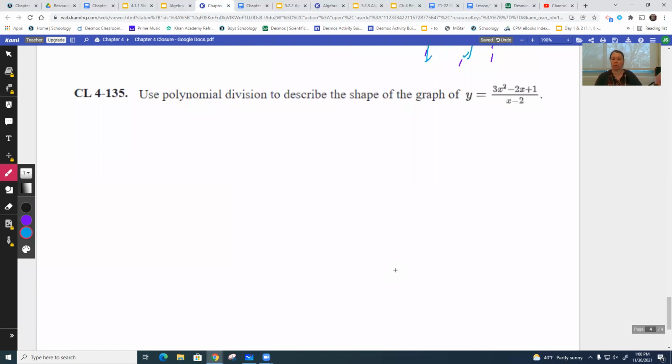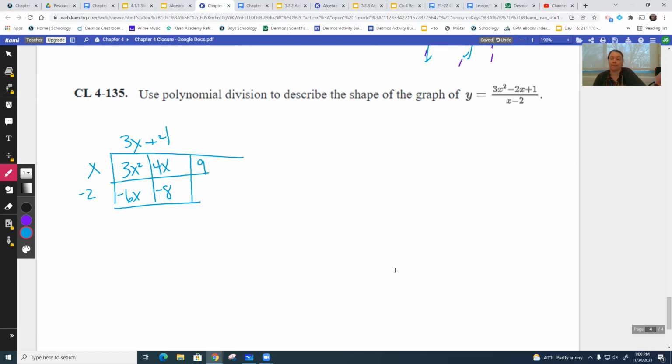And then this is our last one. Use polynomial division to describe the shape of this graph. Okay, so first let's do this division. So x minus 2, and this is 3x squared, and this would be 3x, and this would be negative 6x. I have to have my x's add to be negative 2x, which is going to make this 4x, plus 4, and negative 8, and then I have to have my constants add up to 1, so this has to be 9. So this is equivalent to 3x plus 4, plus 9 over x minus 2.